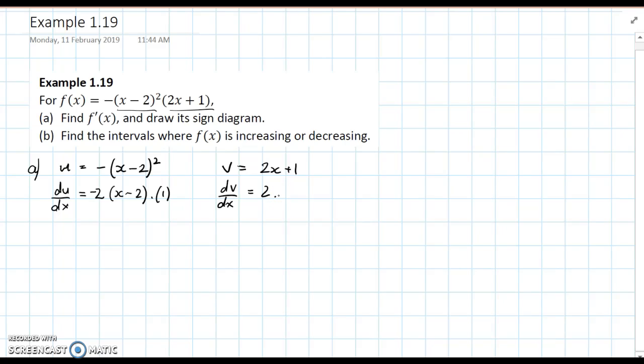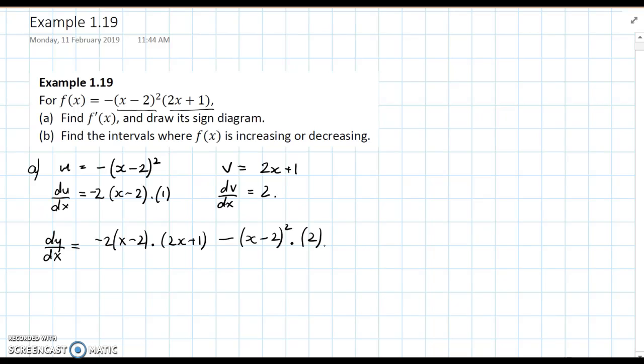So from that information we can go ahead and derive dy dx using the derivative of the first times by the second, plus the first, which becomes a negative because of the minus out the front of that x, times by the derivative of the second, giving us that.